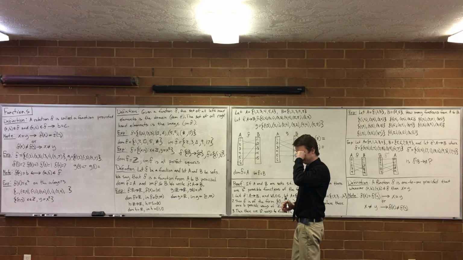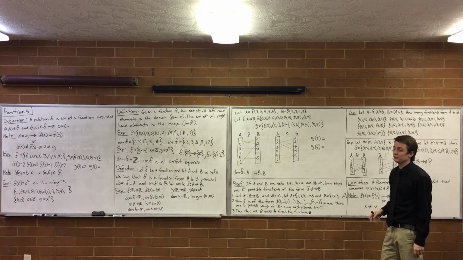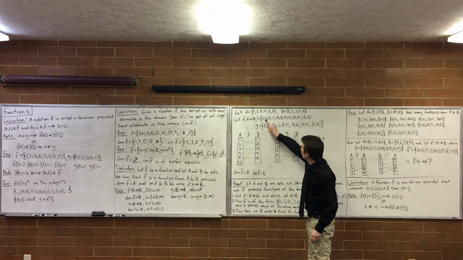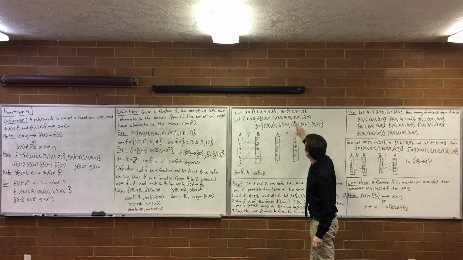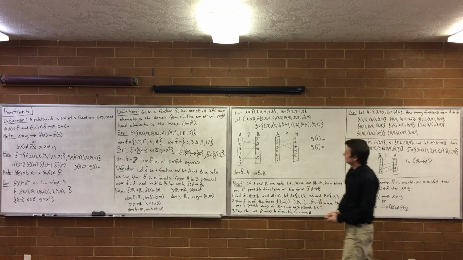Right, because 2 can map to the same one. I could have 1 goes to 1, 2 goes to 1, 3 goes to 1, 4 goes to 1, 5 goes to 1, 6 goes to 1, and it's still a function. Okay, so yes, f is a function.